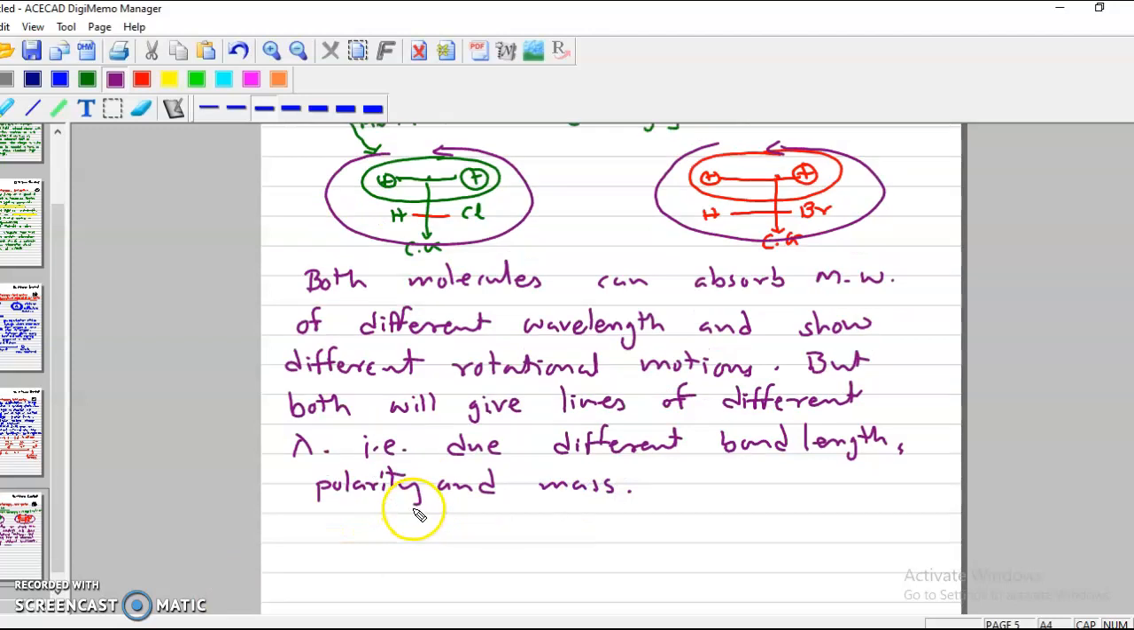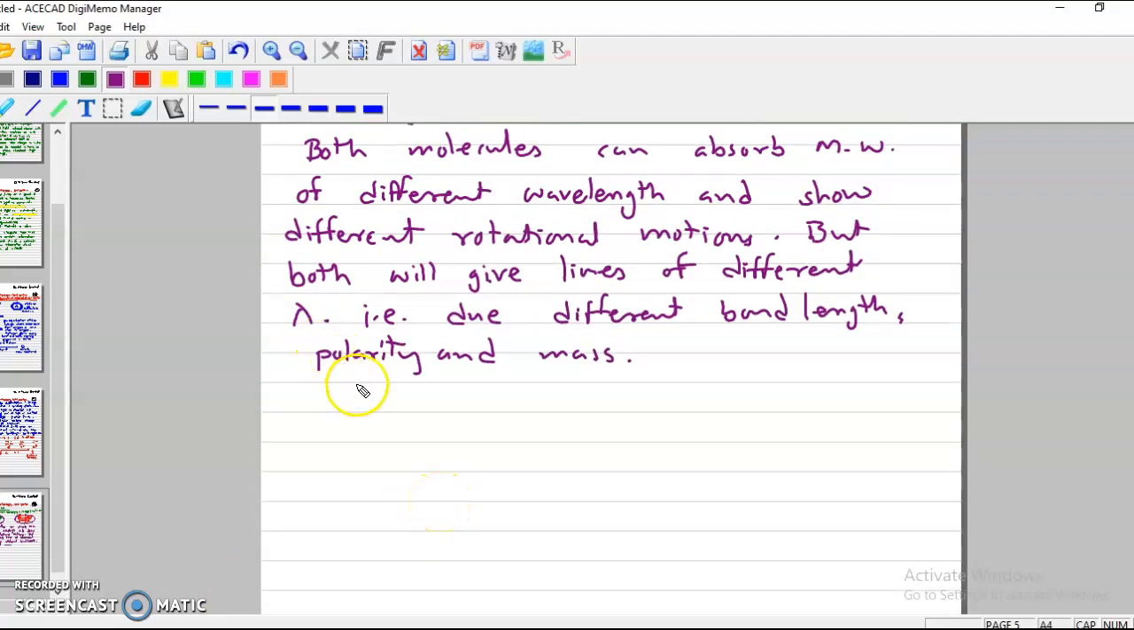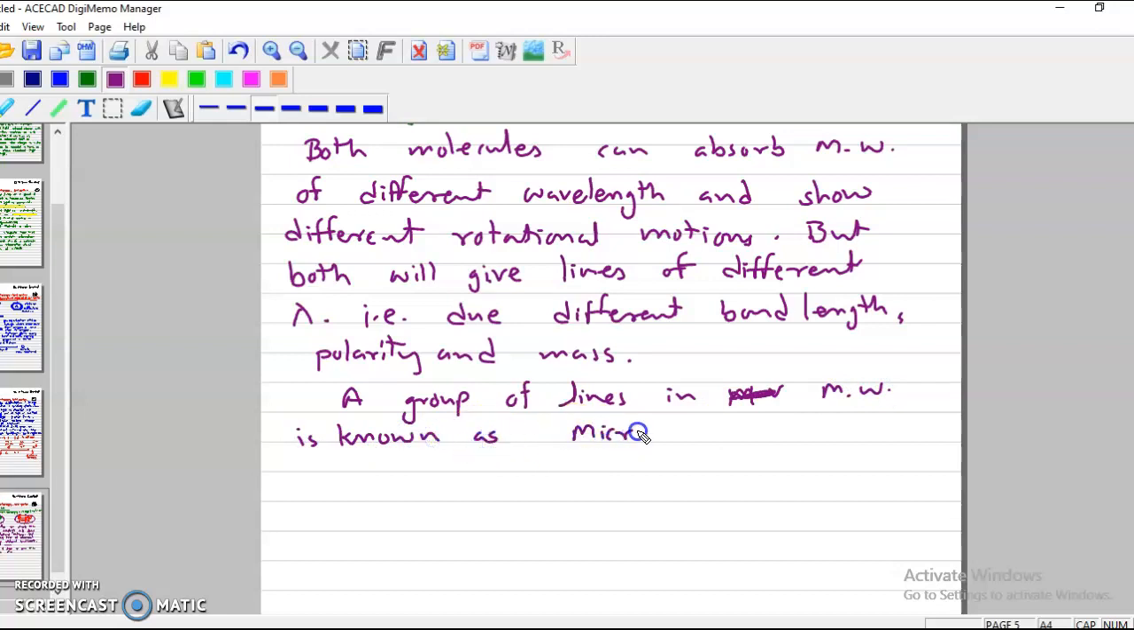Okay. When we study these lines, we come to know that particular lines belong to HCl, particular lines belong to HBr, and we can identify molecules, and find out bond length, bond angles, etc. So this way, a group of lines in microwave is known as microwave spectra or rotational spectra, which requires a minimum amount of energy. So this is all about rotational spectra or microwave spectra.